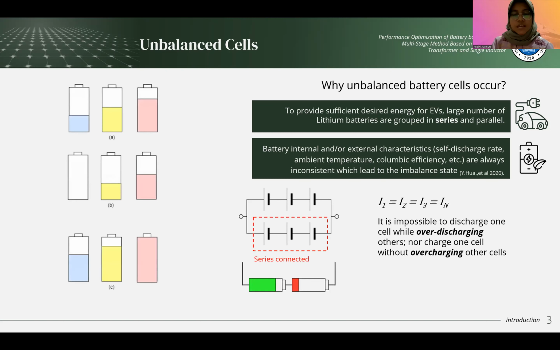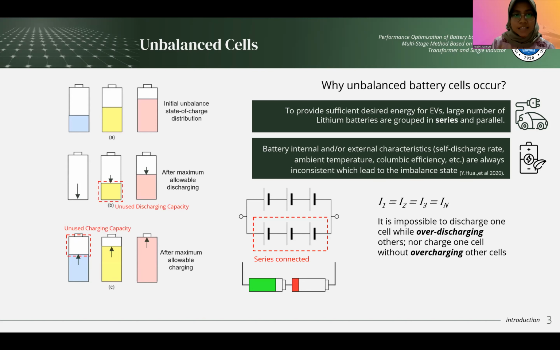The next one is I wanted to focus on series connected batteries, and the illustration depicted as A is the initial unbalanced state of charge distribution. When it comes to discharging, we know that it is impossible to discharge one cell without over-discharging the other cell. It is also valid when it comes to charging a cell without overcharging the other cells.